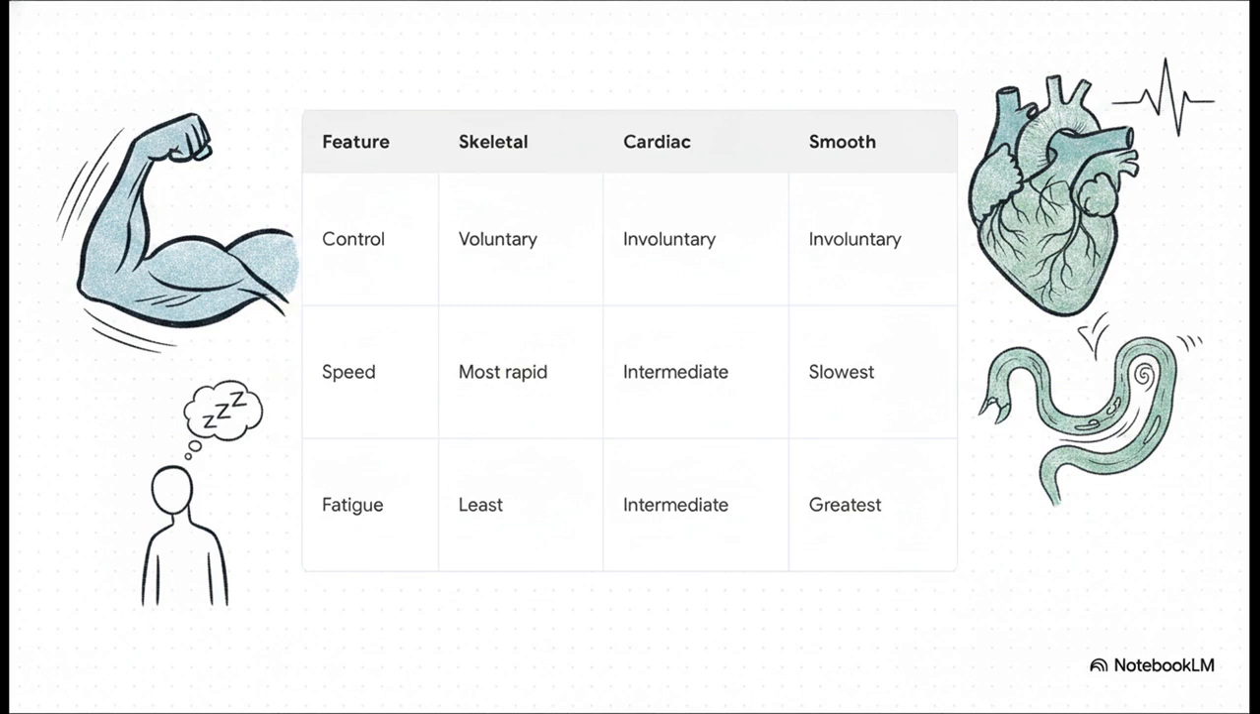They give you the most rapid movement, but they fatigue the easiest. Then you have cardiac muscle, found exclusively in the walls of your heart. It's involuntary, uniquely branched, and operates at an intermediate speed.